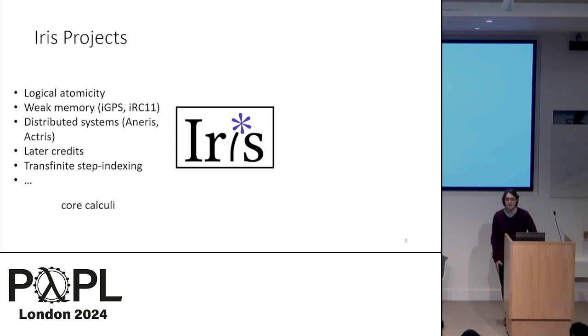So there's been tons of Iris instances and extensions to the foundations, things like weak memory, distributed systems, and so on. And the way that most of these instances work is that we define a simple core calculus that includes the feature that we're interested in. We define some sort of resource algebra that allows us to model that feature in separation logic. And then we do a bunch of proofs of interesting programs on top of that.